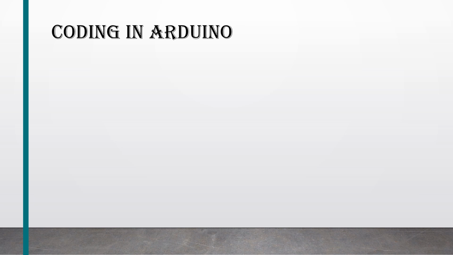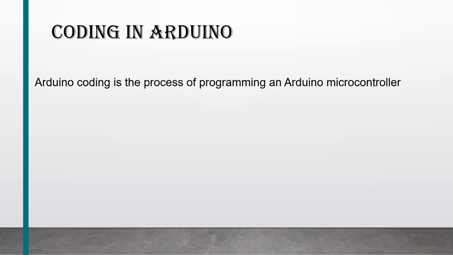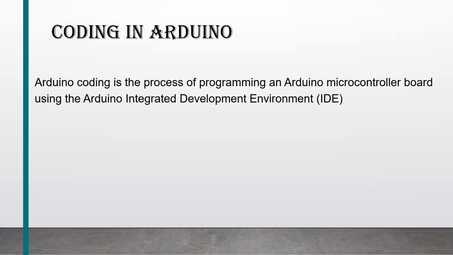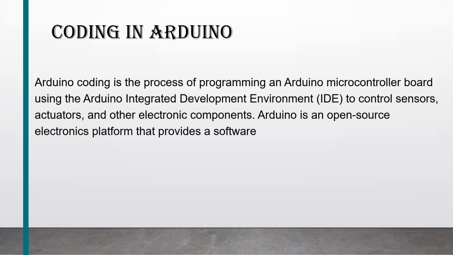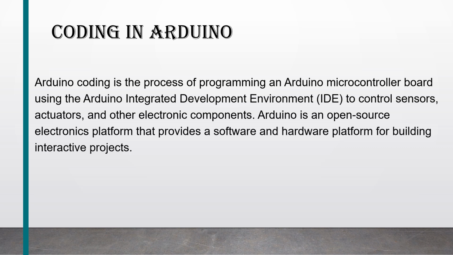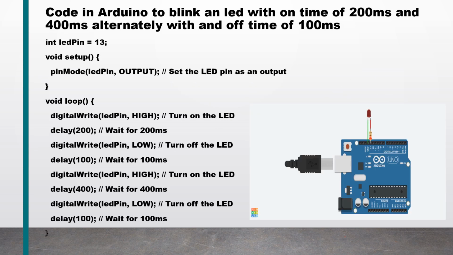Coding in Arduino. Now we learn about coding in Arduino. Arduino coding is the process of programming an Arduino microcontroller board using the Arduino Integrated Development Environment (IDE) to control sensors, actuators, and other electronic components. Arduino is an open source electronic platform that provides a software and hardware platform for building interactive projects.